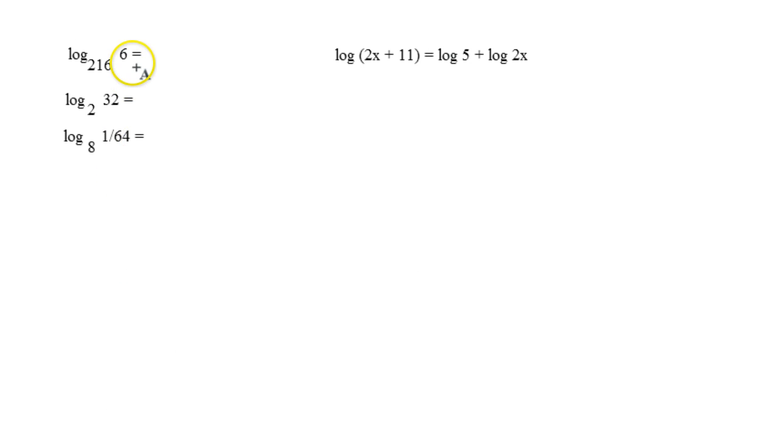Alright, so here are some problems set up like this. When you read this, you're thinking, 2 to what power is 32? That would actually be the 5th power, so that's the answer there. Now, 216 to what power is 1/6? That would actually be the cube root, so that would be 1/3.